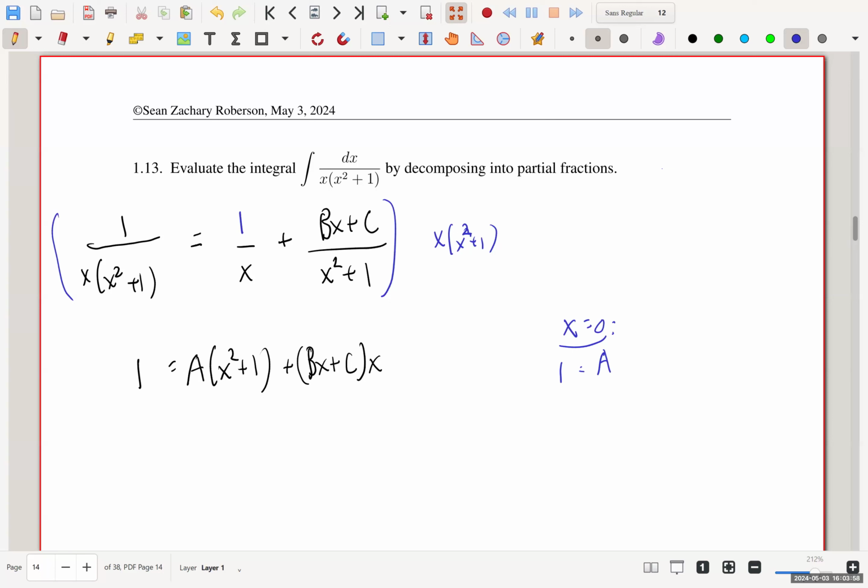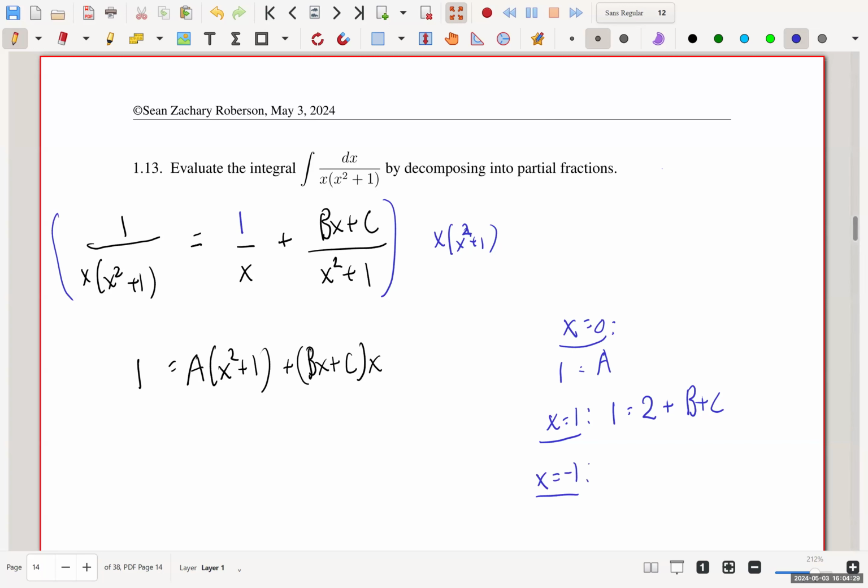So maybe 1 and minus 1, and that just gives me a system of two equations. So I'll write them out here. If x is equal to 1, I'll get the equation 1 equals, now that I already have A, I can actually use it. A is 1, so I can use that freely. 1 times 1 squared plus 1, 2, plus x is equal to 1, I get B plus C. B plus C times 1.